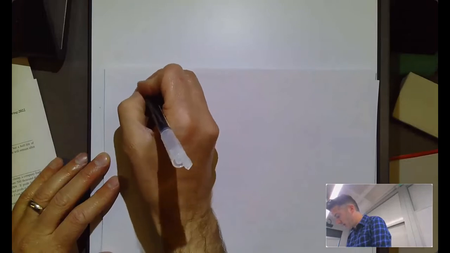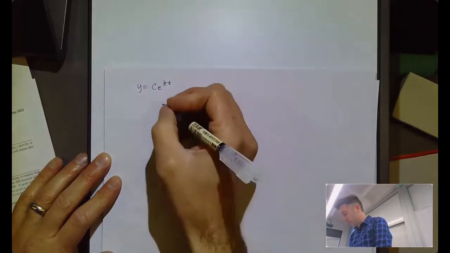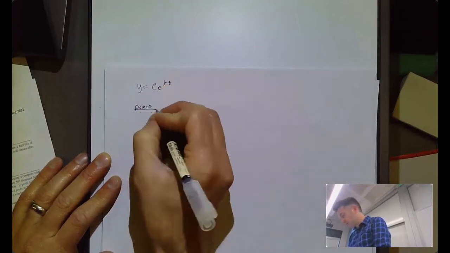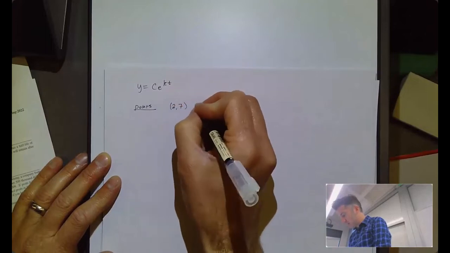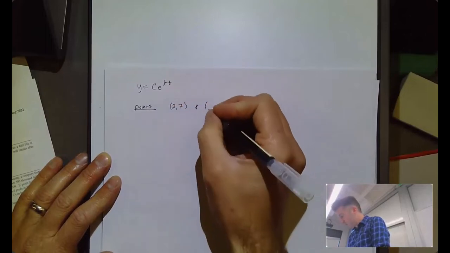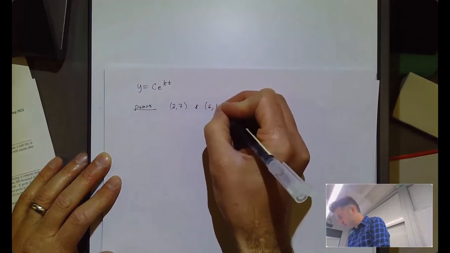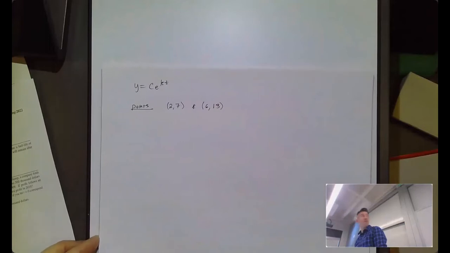So let's look at this next one. Let's say we're given, again, y equals c e to the kt, and now it's passing through the points 2, 7 and 6, 13. I've probably made numbers that are going to turn out to be gross, such as life. Not all the numbers are always nice.